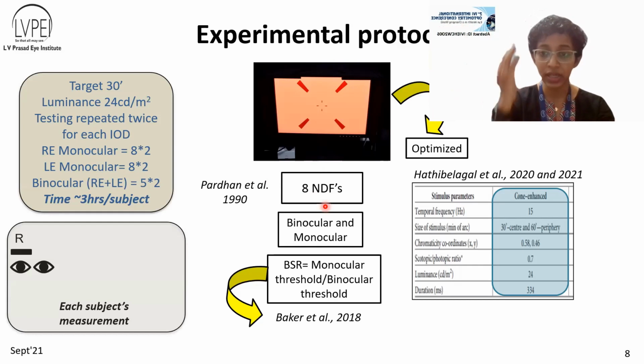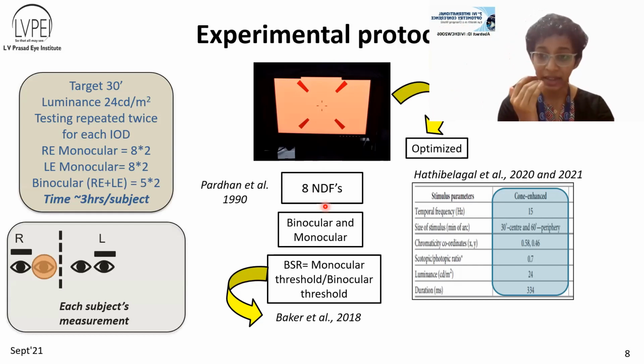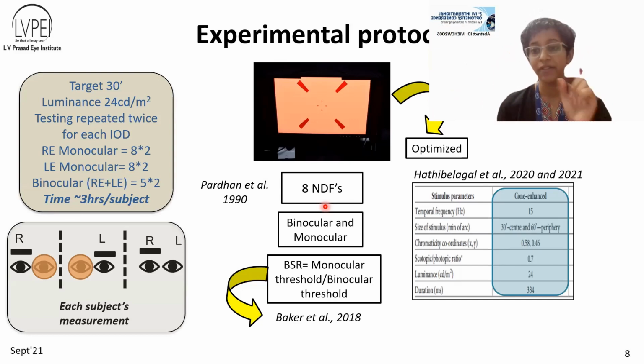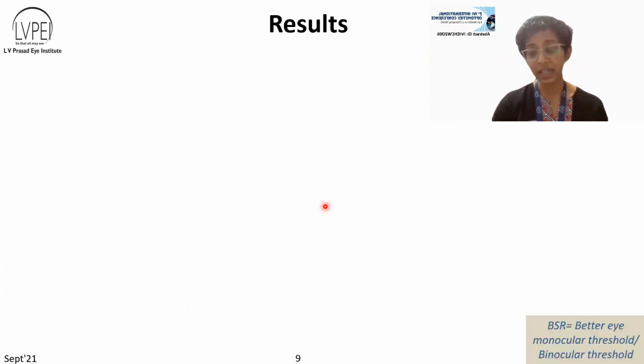One is having the neutral density filter in front of the right eye and covering the other eye, and then the filter in the left eye and covering the right eye, and with both eyes open and the filter being placed in one of the eyes. This way we collected the modulation thresholds for 8 normal subjects, and I'm going to show the results of that.